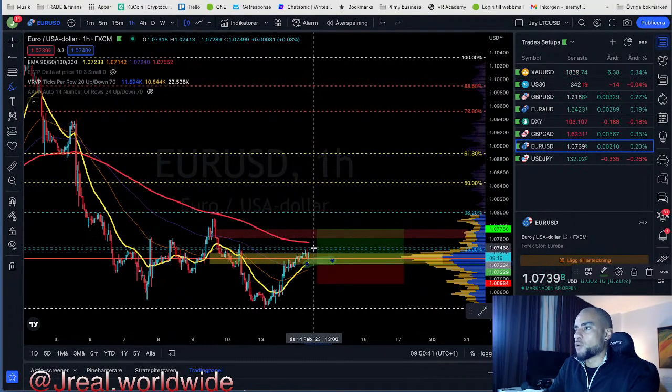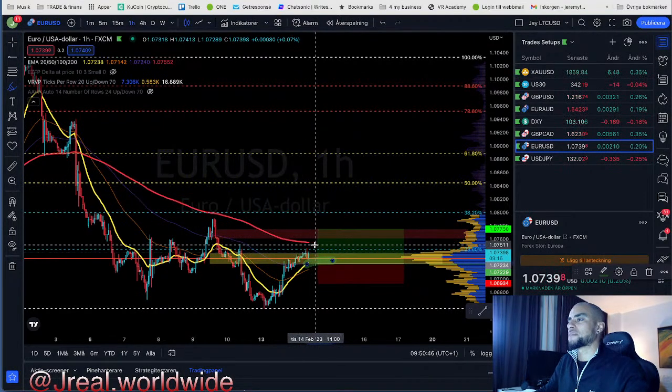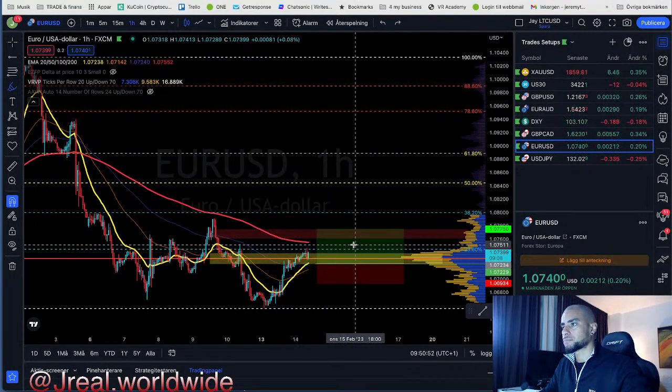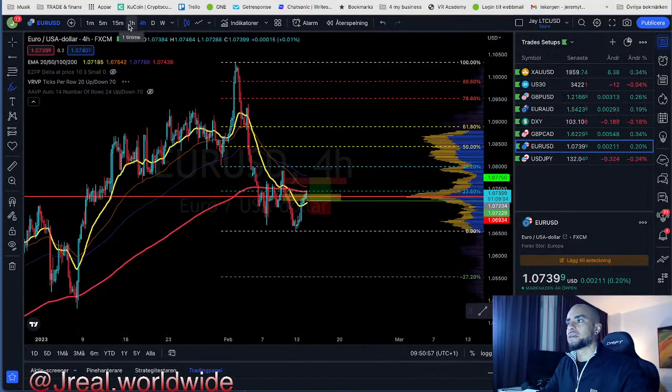So if we're going in for a buy, I would definitely put my first take profit just beneath where we expect the 200-day EMA to be. With that said, it's looking more and more like a buy here.